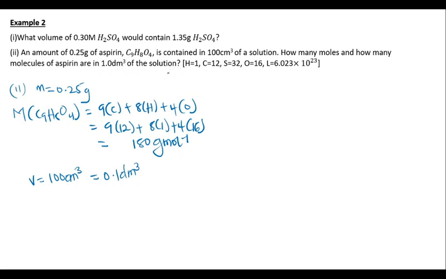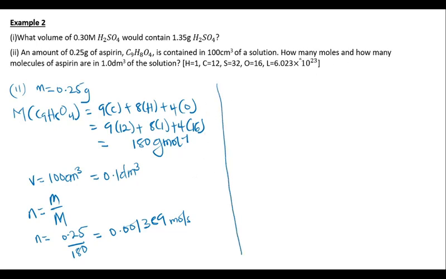All right, so first things first. First of all, we need to get the mole of the aspirin that is present in 100 cm cube. So we can get that by using the formula mole is equal to mass over molar mass. So our mole is equal to 0.25 divided by 180, and this is equal to 0.001389 moles.